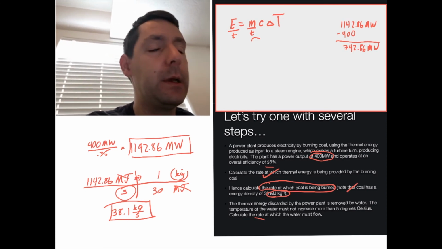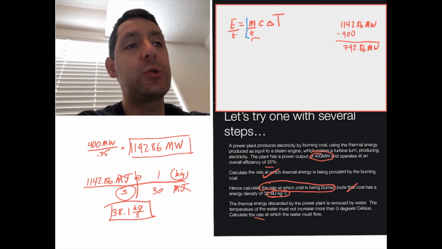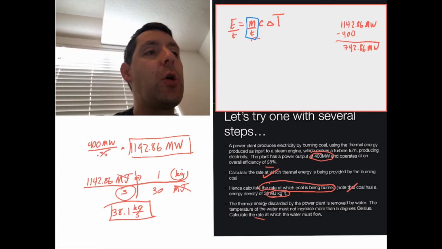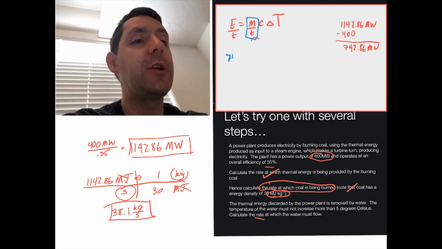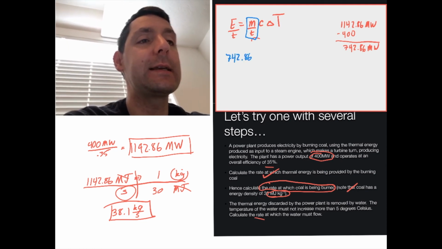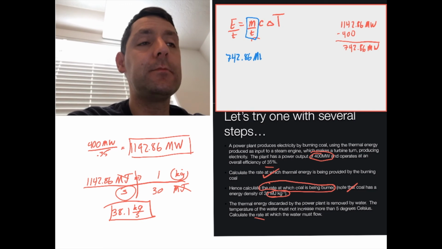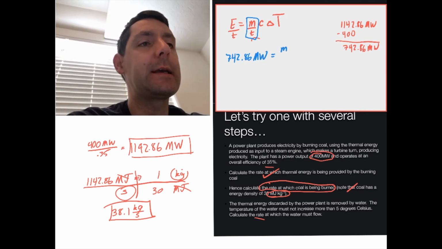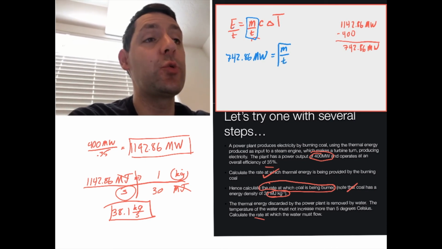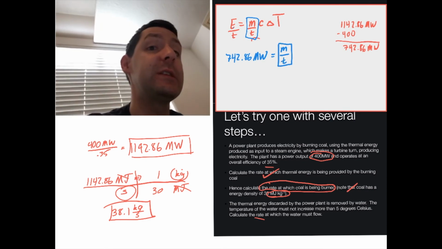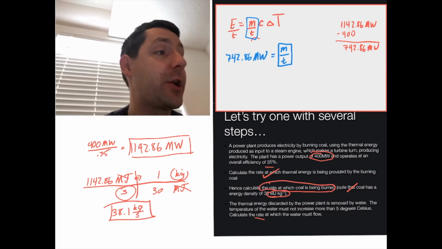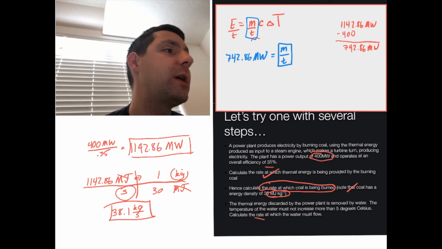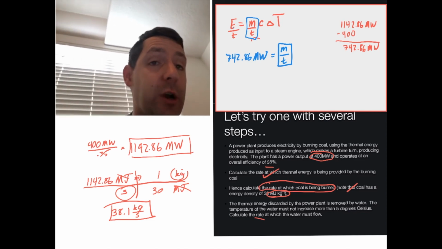Things like that happen. So I've got this mass over time, which is what I want. I want the rate at which the water has to go by, right? So I need to transfer 742.86 megawatts, which is energy over time, right? Okay, that's going to equal mass over time, which is what I want, times the specific heat of water, which I don't have here, but I was given that in one of the previous questions, right?